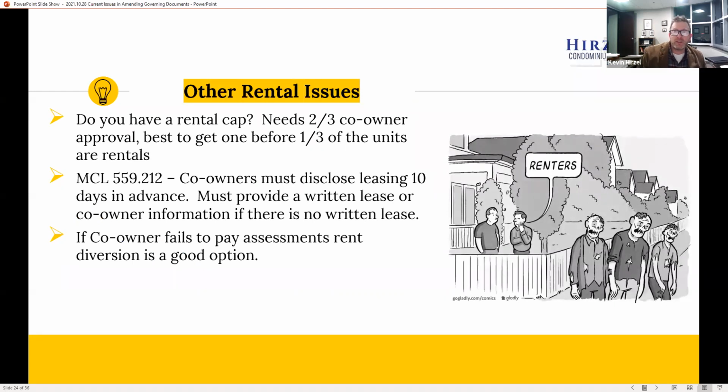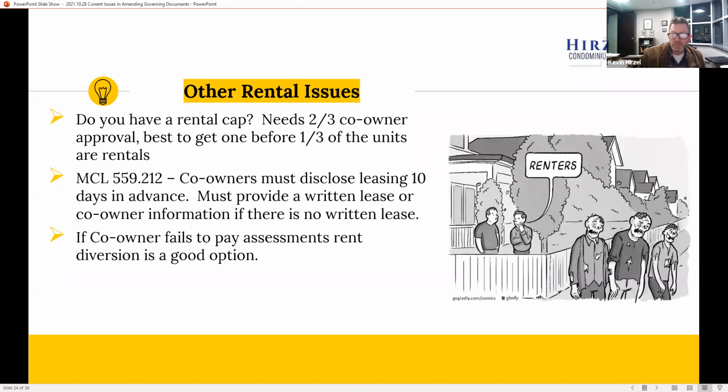Some other standard rental issues. This applies equally to long-term and to short-term, but do you want a rental cap? That kind of goes to what type of community. Do you want an owner-occupied community? Do you want a rental community? If you want an owner-occupied community versus a community of non-owner occupied units, then you may want to think about a rental cap. And what does that rental cap need to be?